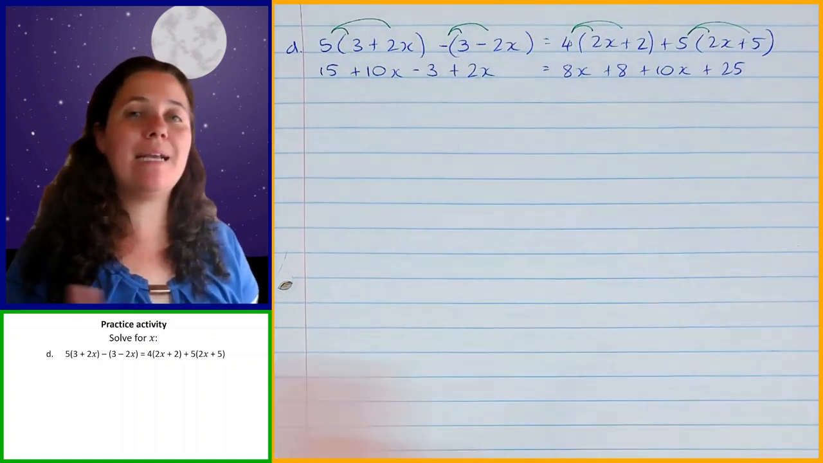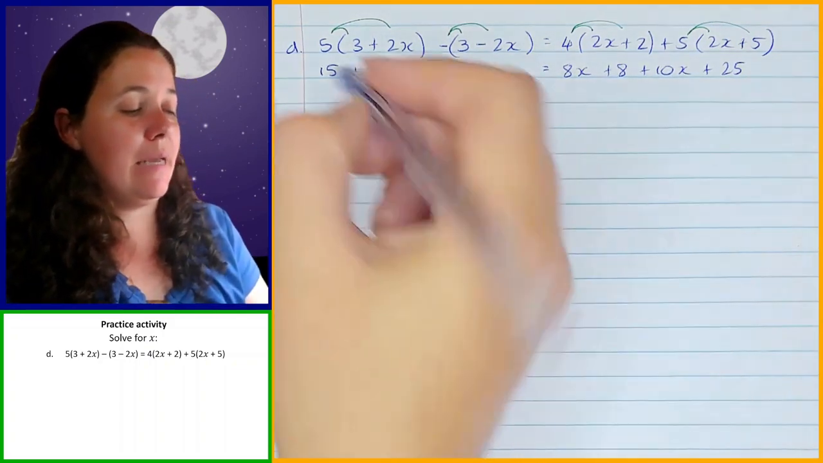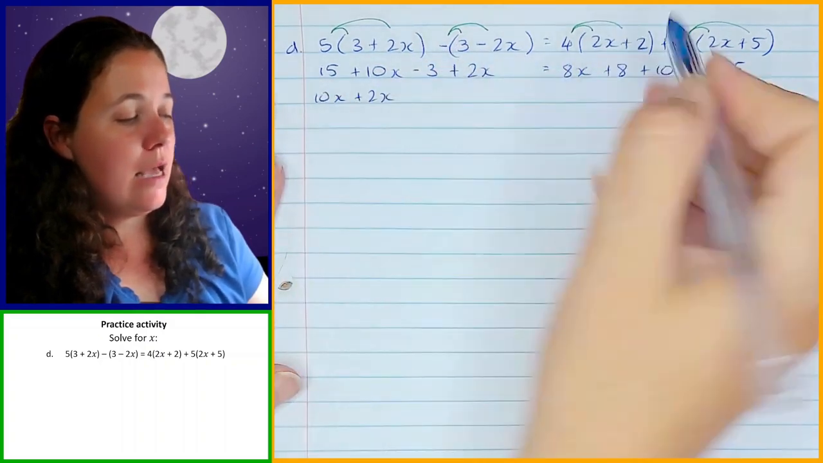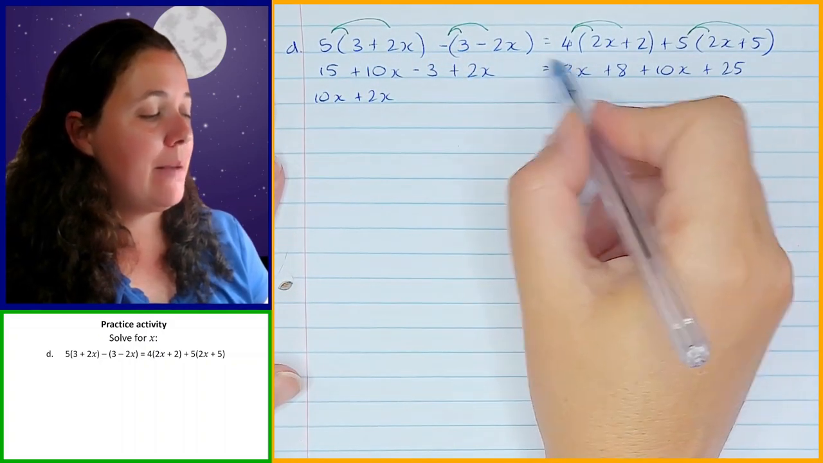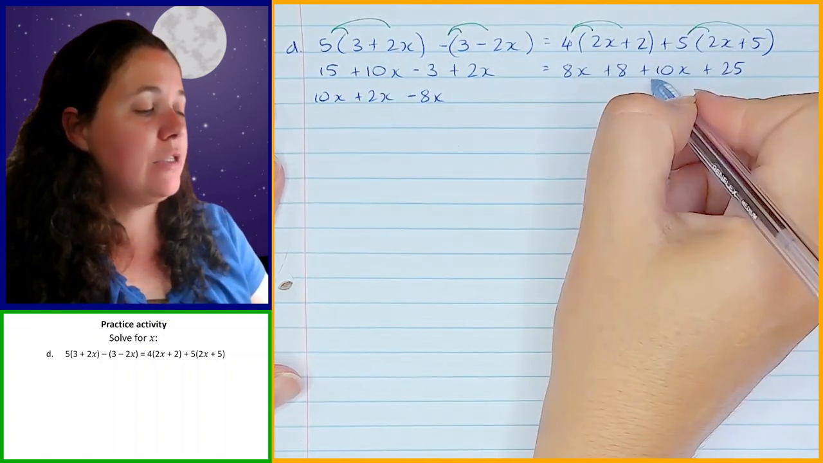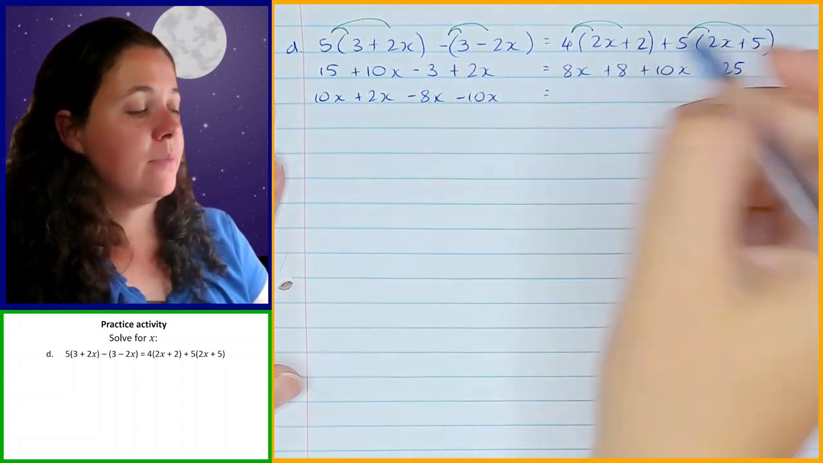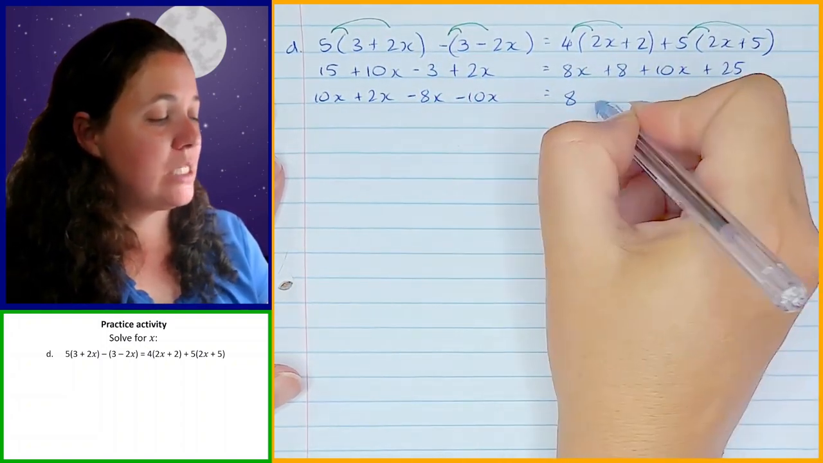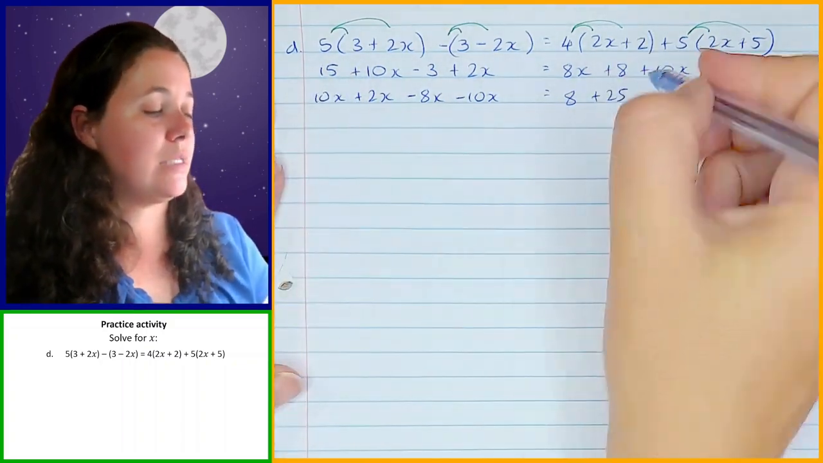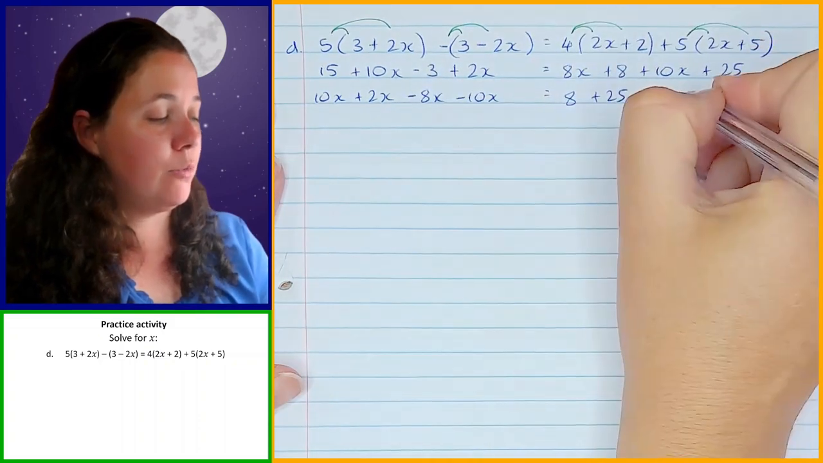So I'm going to move all my x's to the one side and all my numbers to the other side. So on my left-hand side, I'm going to have 10x plus 2x. Then I'm going to have over here minus 8x. I need to get rid of it over there, so I'm going to subtract 8x. And I'm going to get rid of the 10x and subtract 10x on both sides, equals. Over here, I've got 8 and then plus 25. Then I need to get rid of this 15, so I'm going to subtract on both sides, 15. I need to get rid of this negative 3, so I'm going to add 3 on both sides.